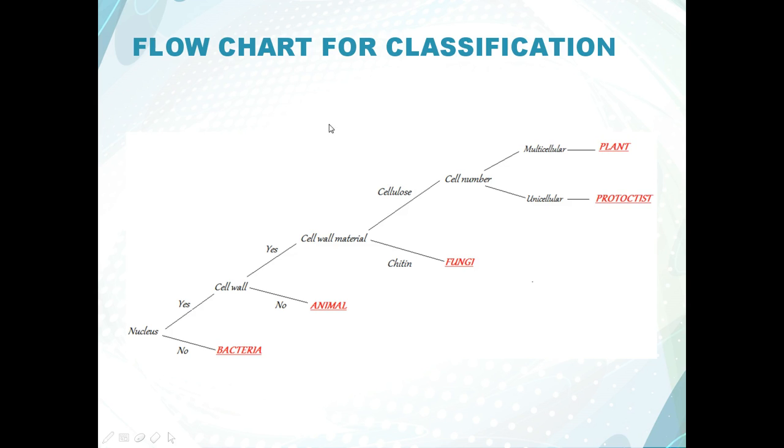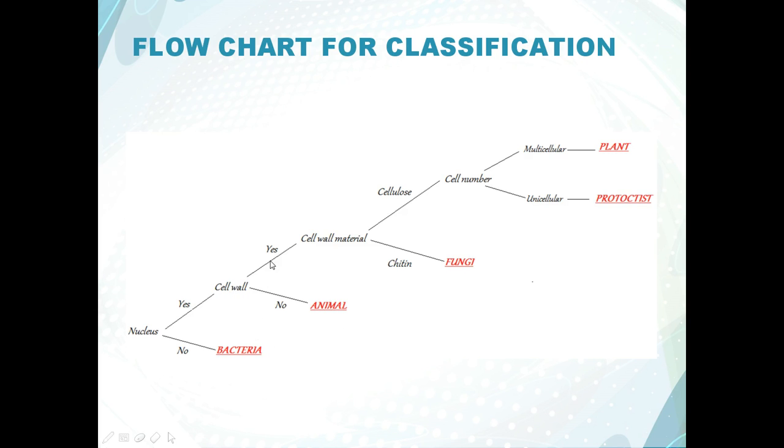So I made a little flowchart here just for the sake of easily classifying an organism into its right kingdom. The first question that you need to ask yourself is, does it have a nucleus? If it does, then you move on to the rest of the chart. If it does not, then it has to be a bacteria, because the bacteria is the only kingdom that does not have a nucleus. If it does, then you move on. So does it have a cell wall? If it doesn't, then it's an animal.